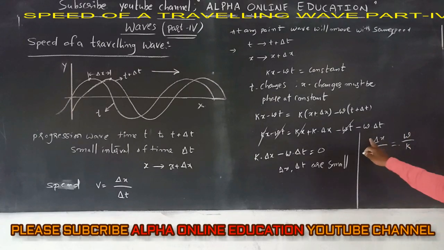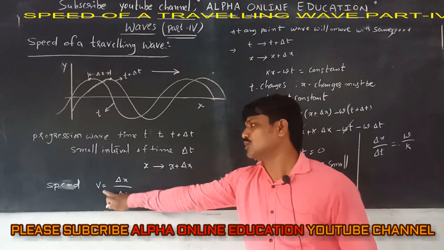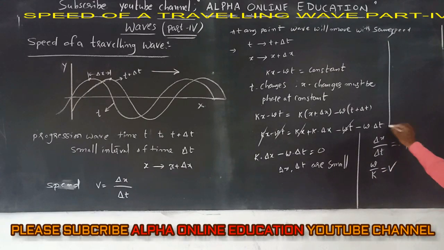But we know that delta x by delta t is the rate of change of displacement. So we are writing that omega by k is equal to v. From this equation, omega by k is equal to v.